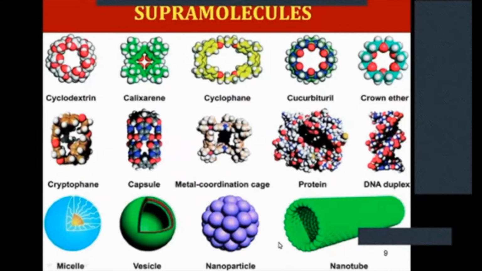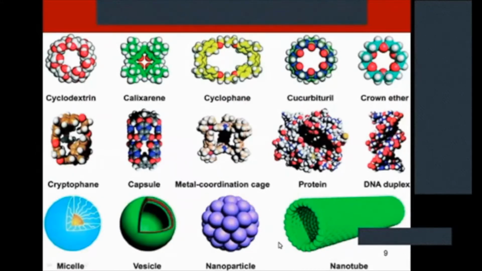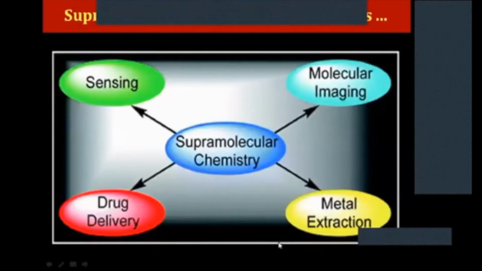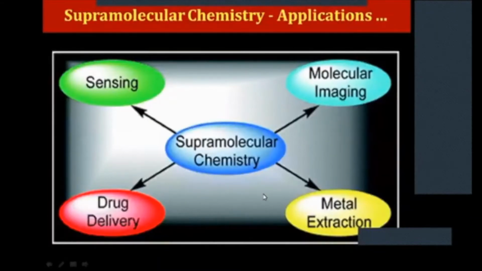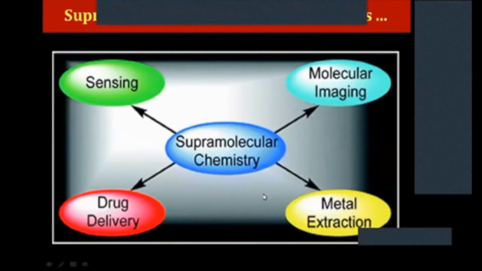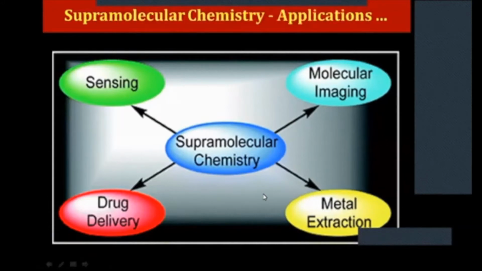So what are the uses? What are the practical applications of supramolecular chemistry? Majorly, the practical applications can be classified into four types: sensing, molecular imaging, drug delivery, and metal extraction, and of course catalysis also. Sensing, for example, if you take a pregnancy kit test or your glucose test, you take a drop of blood, put it somewhere, and immediately it shows a value. By that value, you tend to know whether you are diabetic or not.